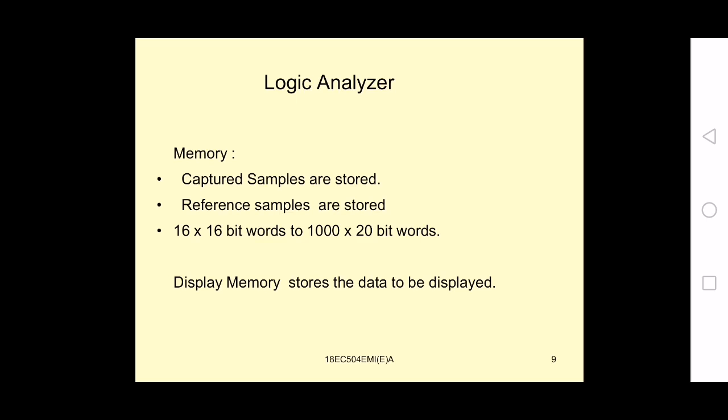So your memory block captures the samples, and reference samples are also stored. This is how they are stored in terms of words, starting from 16 by 16 bit words to 1000 into 20 bit words, and the purpose of the display memory is to store the data that should be displayed.